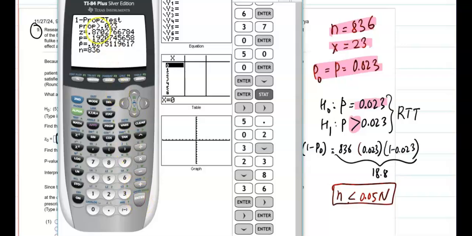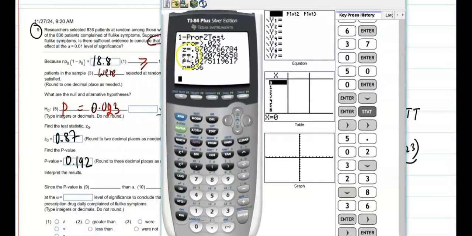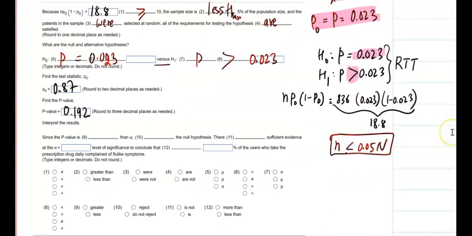So this is the p-value. Let me see. The p-value is 0.192, and the test statistic is going to be 0.87, rounded to 2 decimals in this case. But remember that the p-value is rounded to 3 decimals and the test statistic to 2 decimals. That's the answer. So what happens if the p-value is greater than alpha?